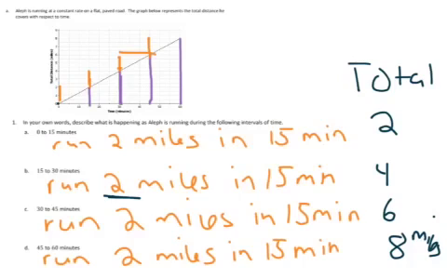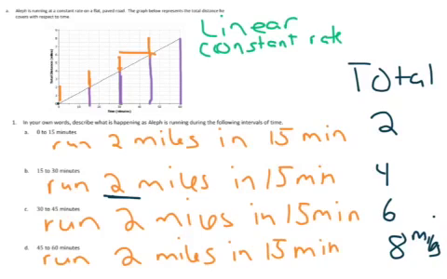This graph in data is linear. Why is it linear, you may ask? Because it has a constant rate no matter what. Constant rate. No matter what, for every 2 mile increase, he is running 15 minutes. And also, whenever I graph it, as you can see here, I have a straight line, which also makes it linear.